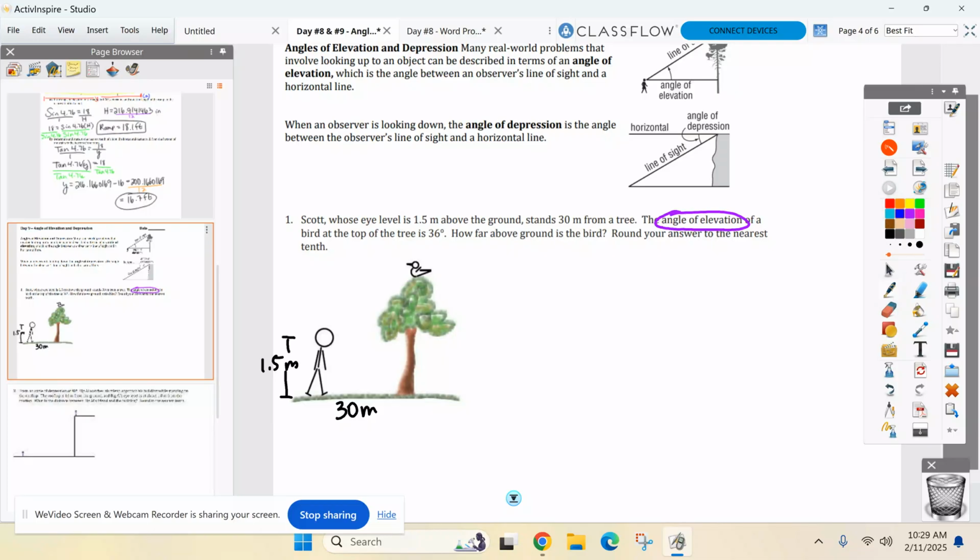He's looking up at the bird. Where's the other side of the angle? It's always the horizontal coming across. So this angle right here is 36. Elevation, I'm looking up at something along with the horizontal line of sight. Okay, so that is angle of elevation. Looking up along with your horizontal line of sight. That is 36 degrees.